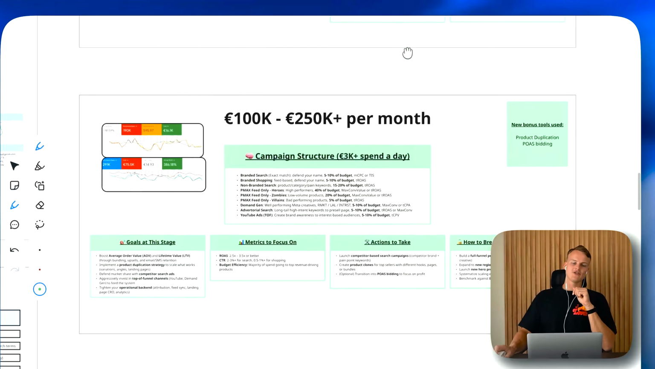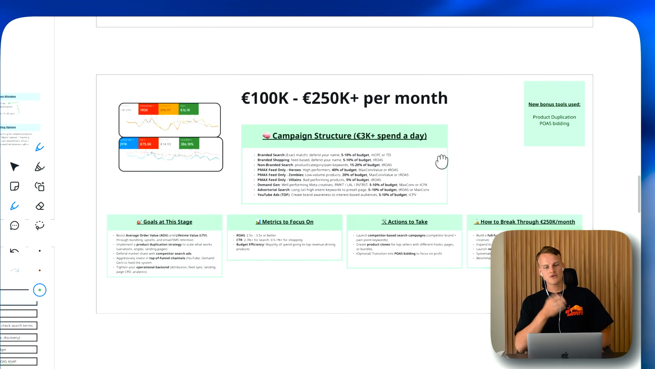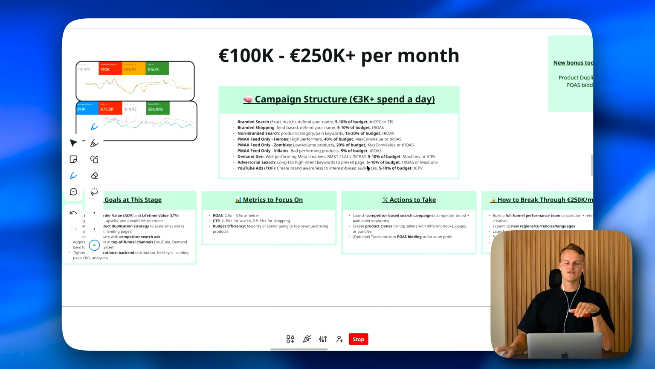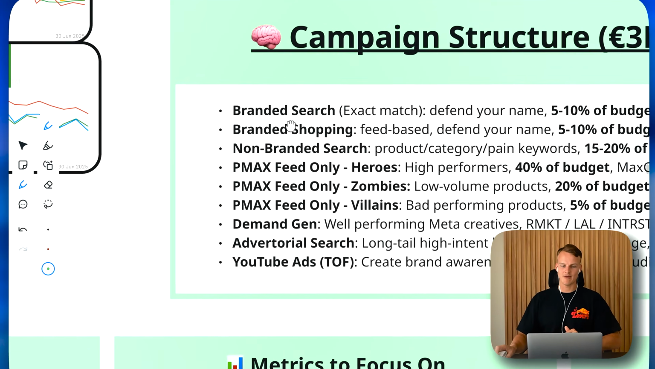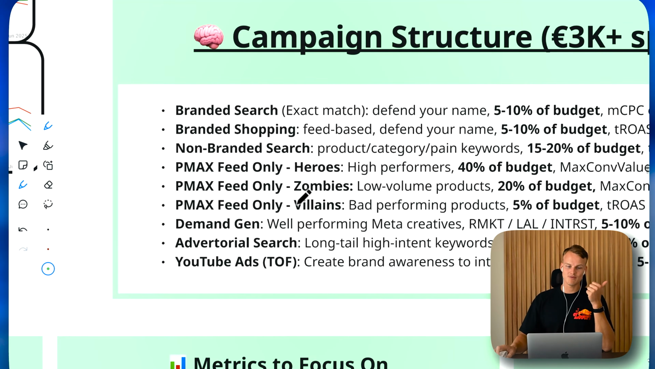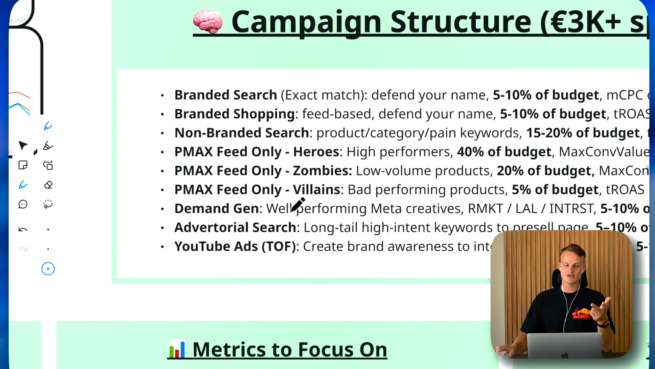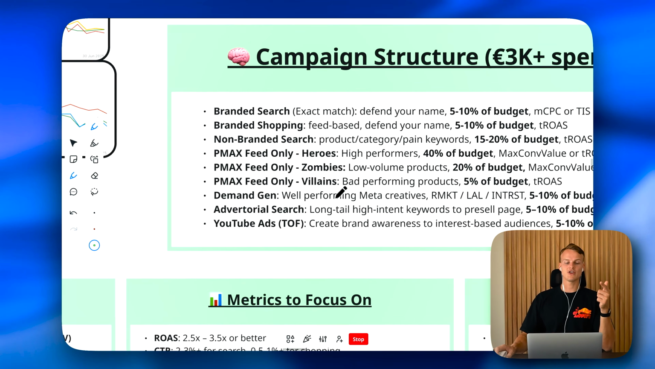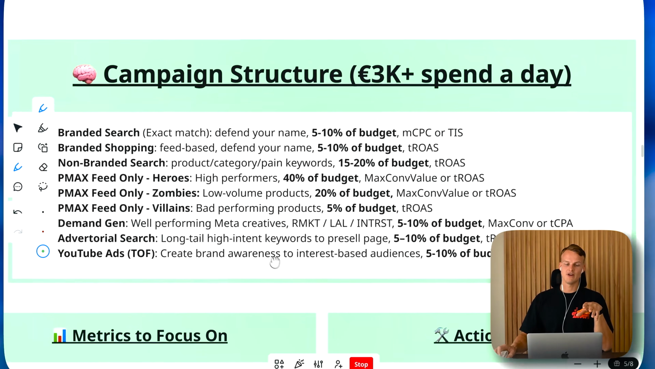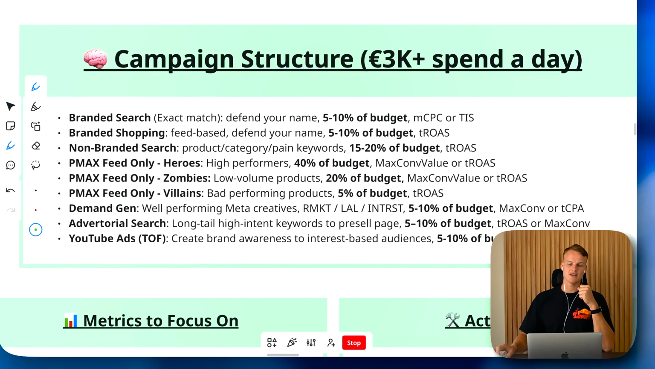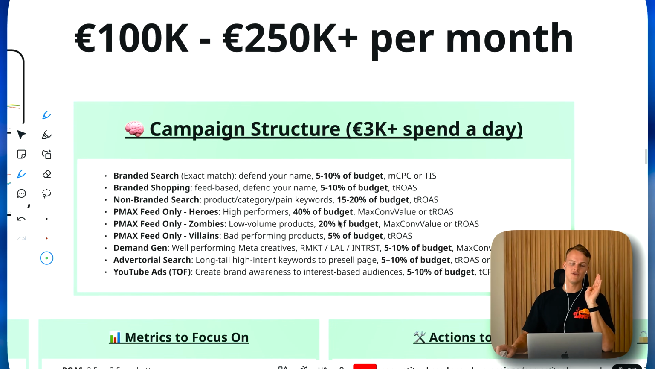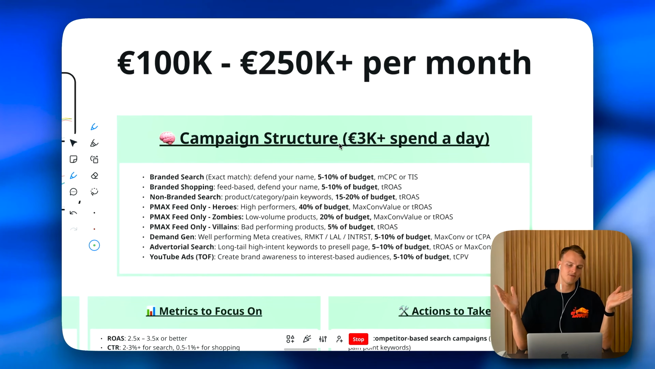Moving on to the next and final stage for us is the 100K a month mark on upwards to 250K a month and upwards. So this is where things get really interesting because, as you can see, we have a lot of campaigns to work with, right? We have branded search, branded shopping still. We have non-branded search still, Performance Max feed only, heroes, zombies, villains, demand gen, advertorial search, and we added in YouTube ads, top of funnel. So again, you can pause the video to look at the budget breakdown and the bidding strategies. But this is the campaign structure that you usually want to work with if you have a campaign structure that spends 3K plus per day.